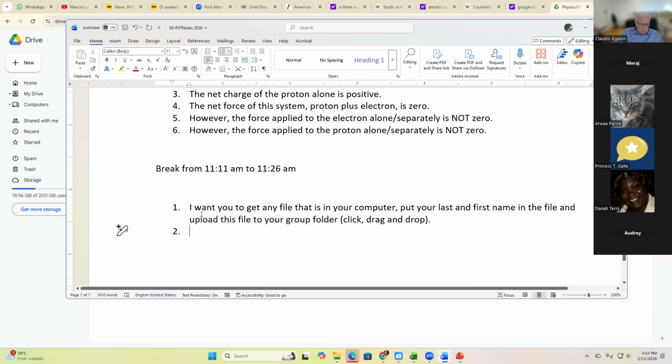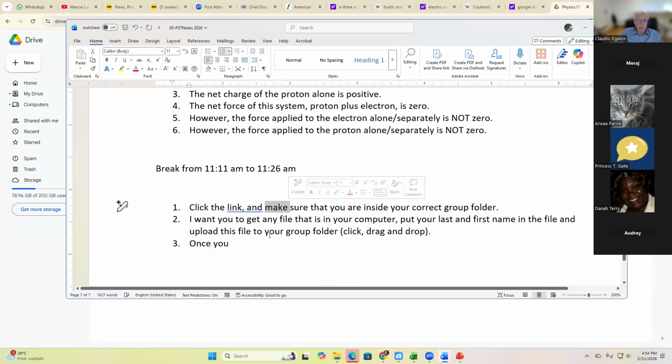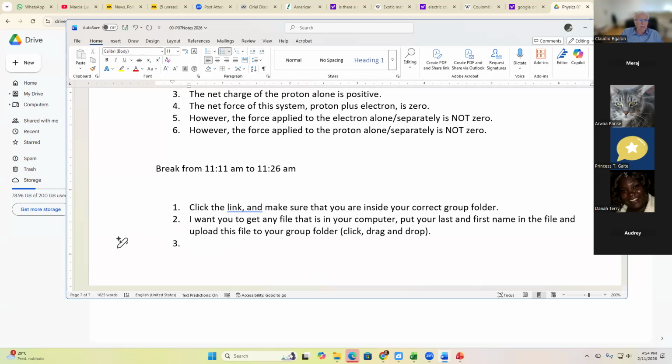Okay, and once you are, oh no, wait a minute. There's something easier that we can do before we do that. Click the link, okay? And make sure that you are inside your correct group folder. That's the first thing that you're supposed to do. That's much easier than the next item here.